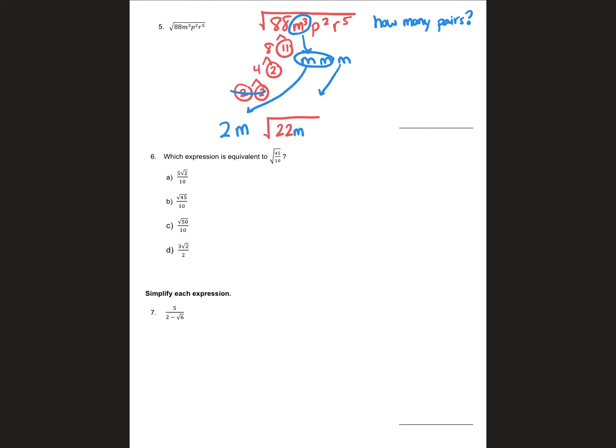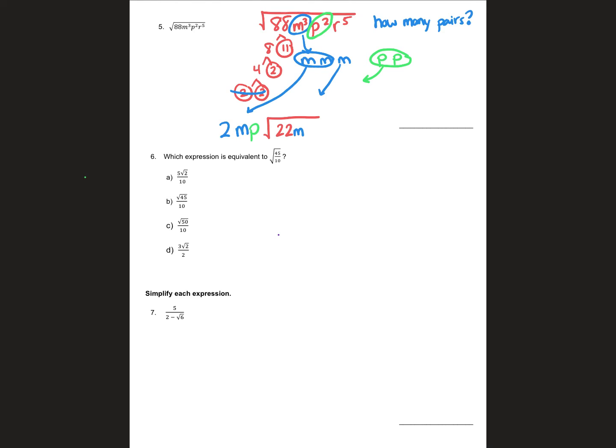Okay, so for p squared, I'll do that in a different color. P squared. How many pairs do we have? Just 1 pair. And there's no leftovers. So I can write that out as well. P times P, there was 1 pair that comes out, and there was no leftovers to go inside.